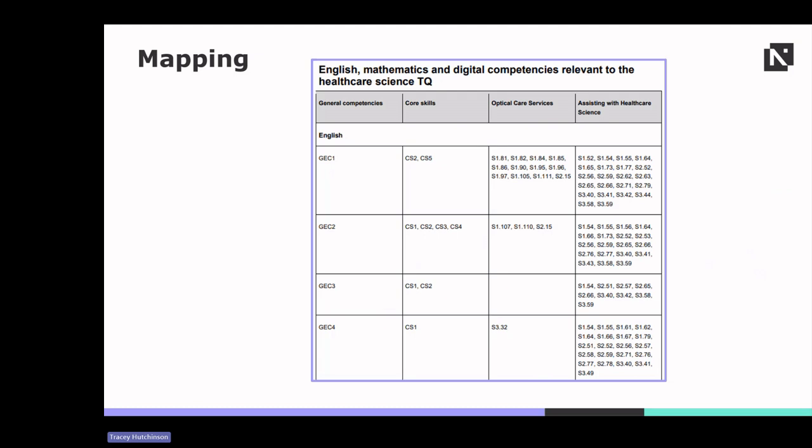This is only a snapshot and doesn't cover all the English, Maths and digital competencies in the spec. If you were delivering CS1, you can clearly see that GEC2 and GEC3 link to CS1, and if you then know that CS1 is linked to task 1 of the ESP, you can see this 3-way mapping. So when you're delivering your lesson, you can say, this is how it links to the core skill, this is how we can implement it, and how the students can then utilize it.